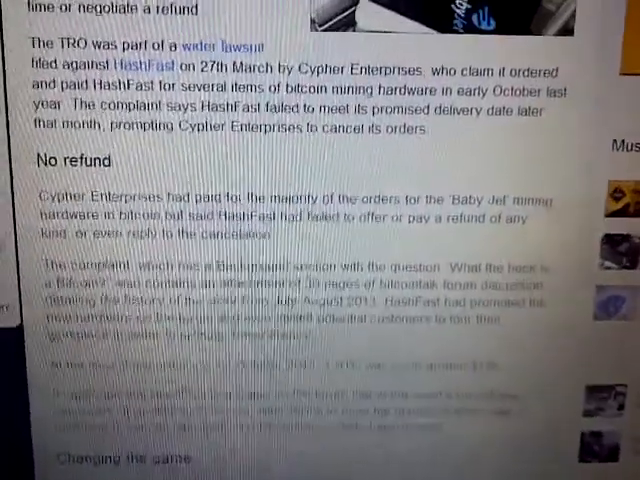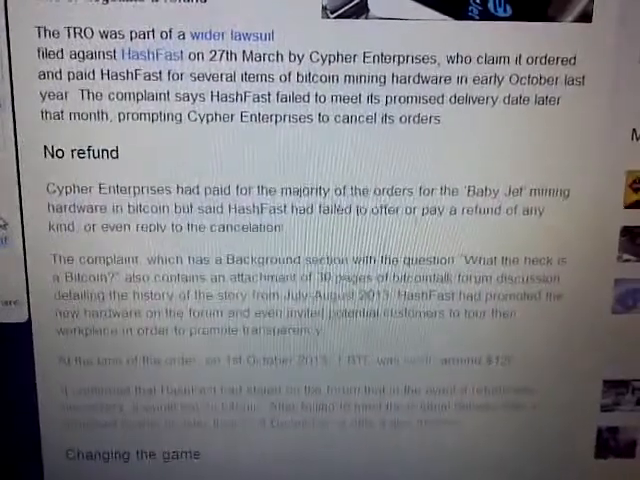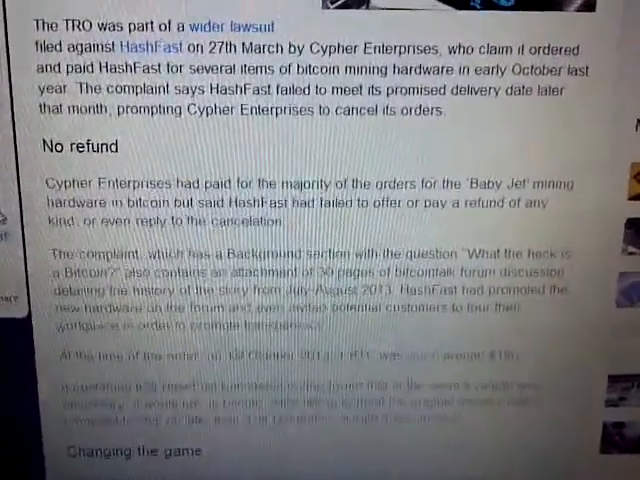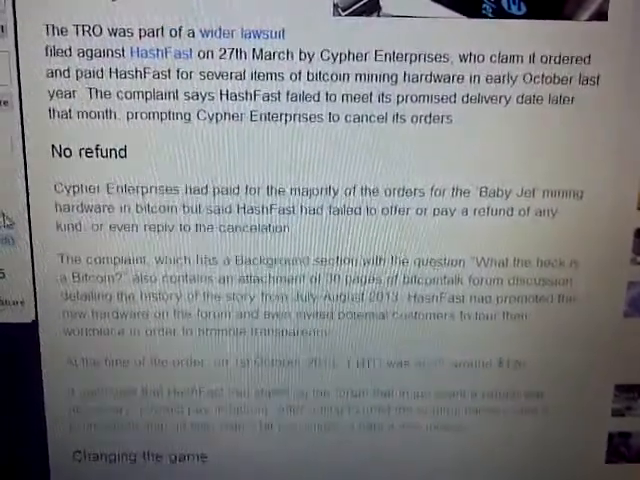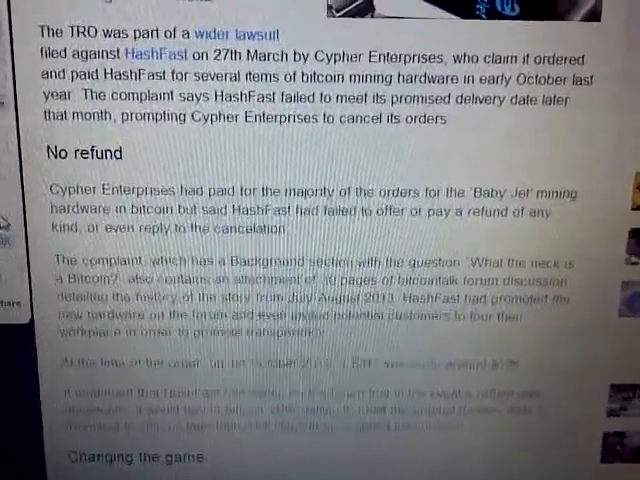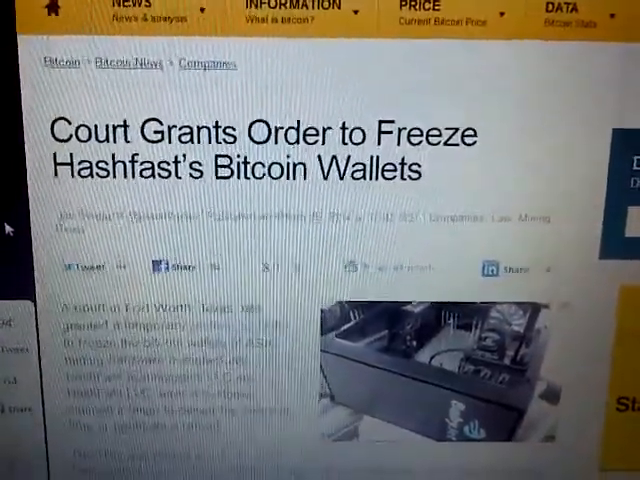So if you can't deliver on your agreement, you should refund your money. You should refund the money. It's kind of that simple. You either have it or you don't. So this is beginning to be a lot of issue.